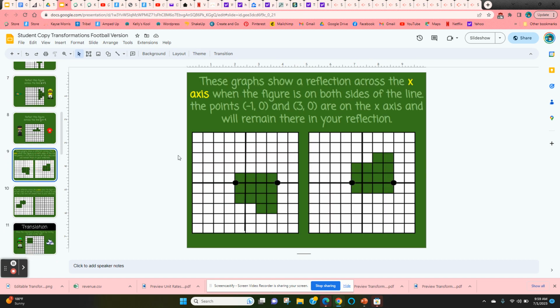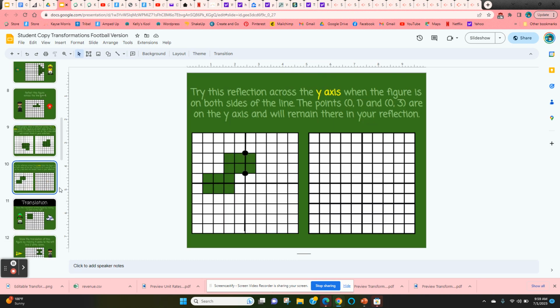And then on slide 9, they're shown what to do if they're reflecting across the line and they're already partly across that line. So these 2 points that are on the line, they act like a hinge. So if you just flipped this up, it would look like this. These 2 points are going to stay exactly the same. So the next slide, they're going to be given an example. They have to do this on their own.